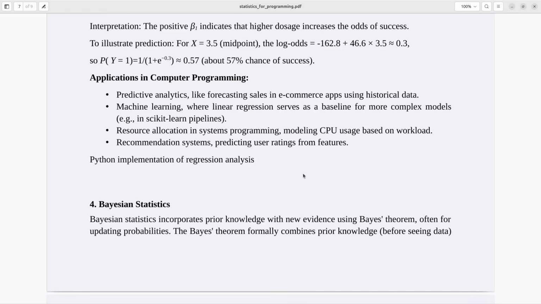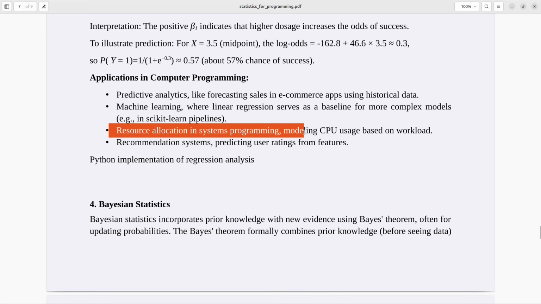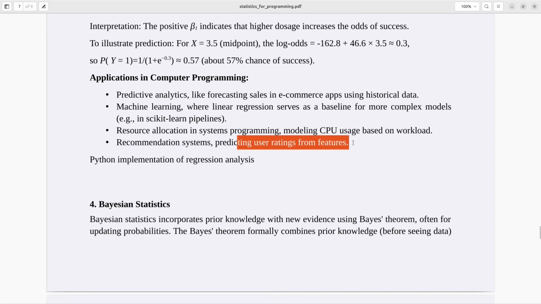So how can we apply regression models in computer programming? We can use them in predictive analytics, like forecasting sales in e-commerce apps by using the historical data. We can also use regression in machine learning, where linear regressions can serve as a baseline for more complex models. So we can use them in scikit-learn pipelines, okay? And we can also use regression models in resource allocation in systems programming. We can also use it to model the CPU usage based on the workload, okay? And we can use regression models in recommendation systems to predict the user ratings from the features obtained from the users, okay? So let us see how we can implement regression analysis in Python.